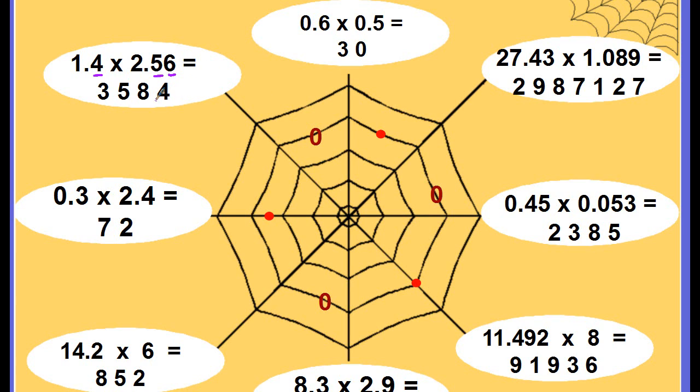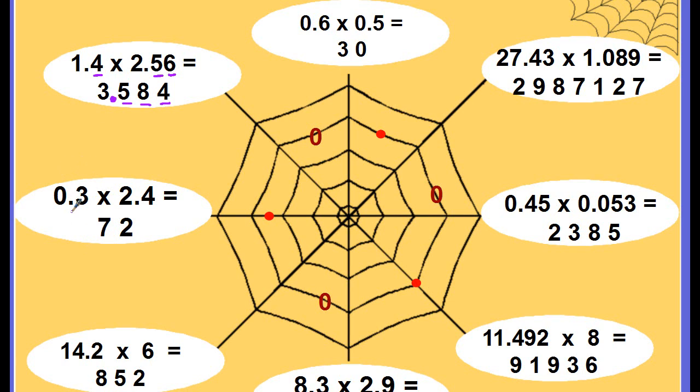So to find where my decimal point goes in my answer, I start on the right. I start with the very last digit, not the first digit, but the last digit. And I'm going to mark 1 place, 2 places, 3 places. These are my 3 decimal place values, which means my decimal point will go between the 3 and the 5. So my answer is 3 and 584 thousandths.